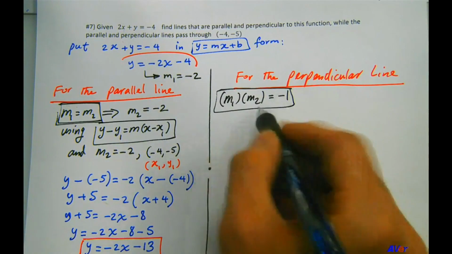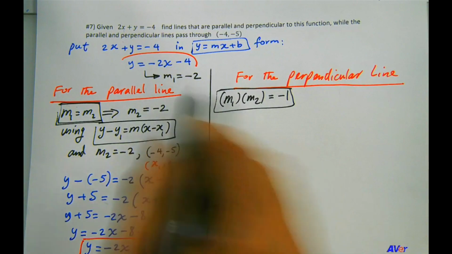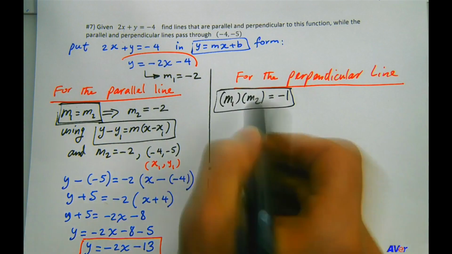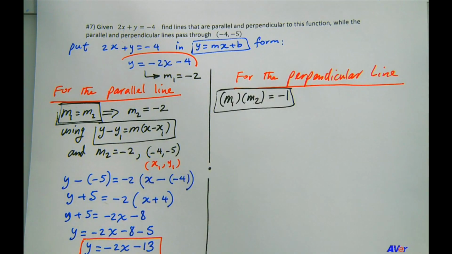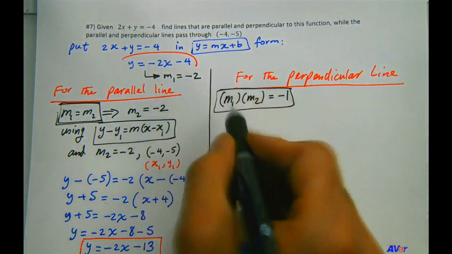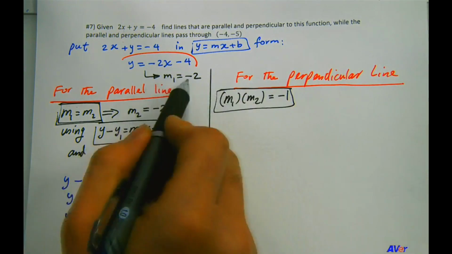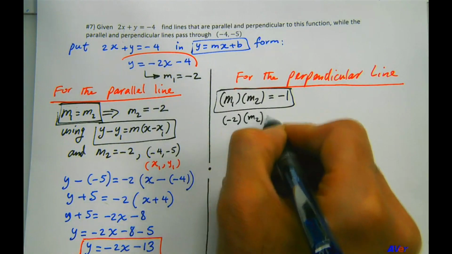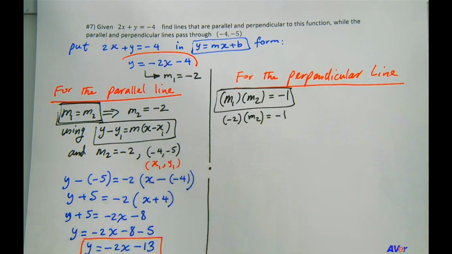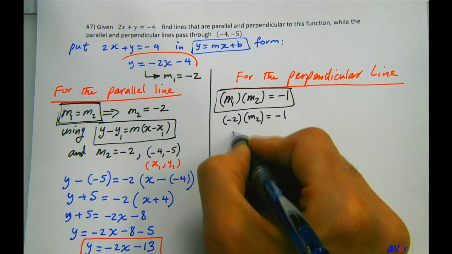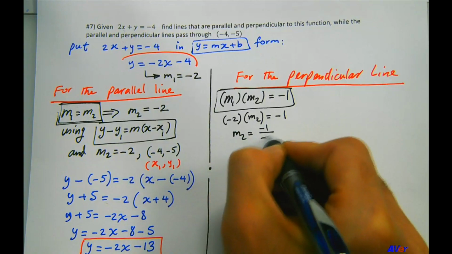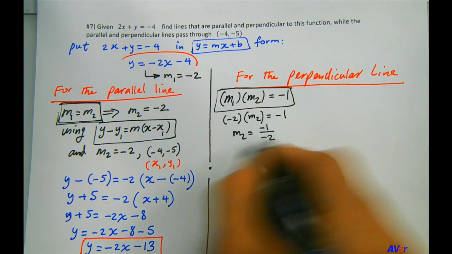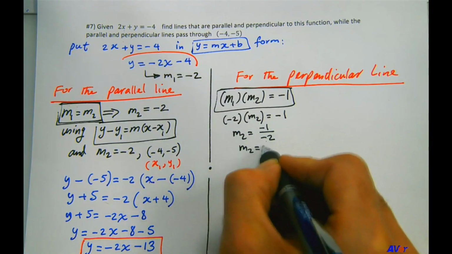Okay, so let's plug. You should know right away that the m2, I mean, some of you, if not all of you, I'm sure you're seeing that m2 should be 1/2, right? But if not, you can plug it in and calculate it. So for m1, plug in negative 2 times m2 equals minus 1, right? Now solve for m2. m2 is equal to minus 1 over minus 2. Minus divided by minus is positive. So m2 equals 1/2.